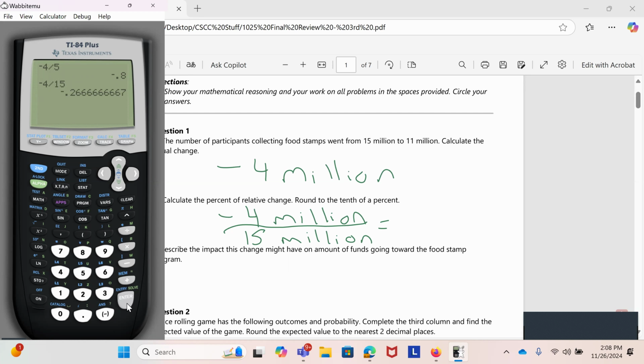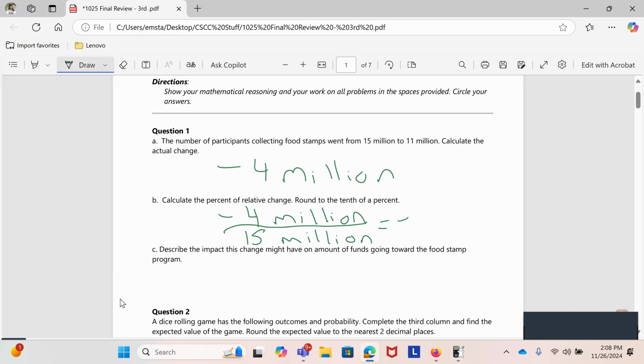Now we're going to multiply by 100 so we can get it as a percent. They asked me to round to the nearest 1/10 of a percent, so it's going to be negative 26.7%. Questions?